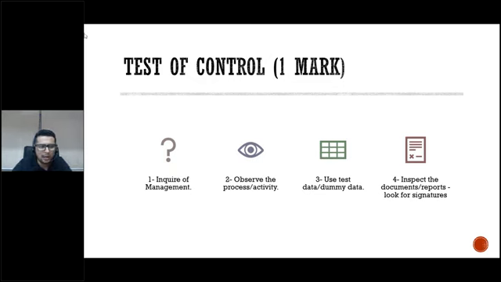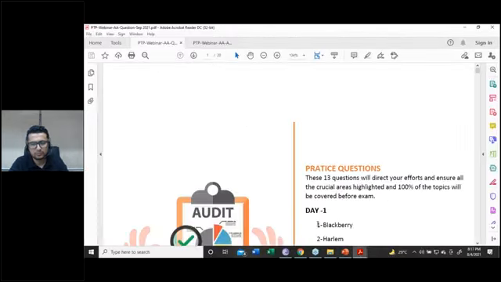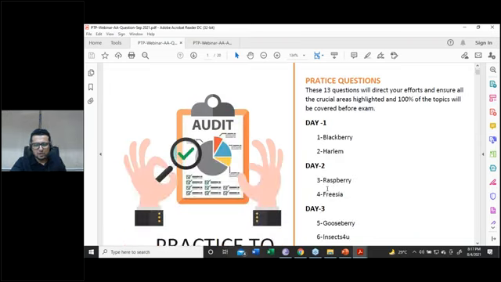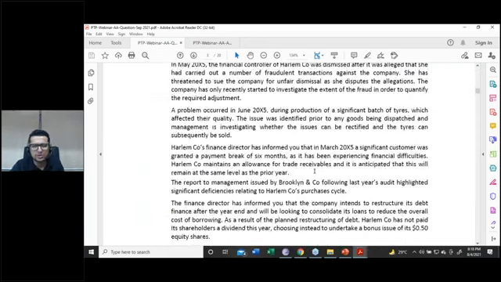Okay, I think I'm done with the questions for now, and it's time to start a past paper question. So the questions which we have to solve today are Raspberry and Frisia. Both are recent past paper questions. Let's go to these two questions.